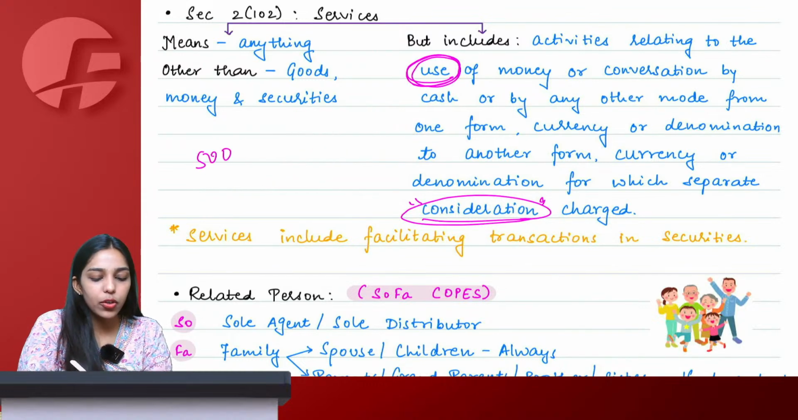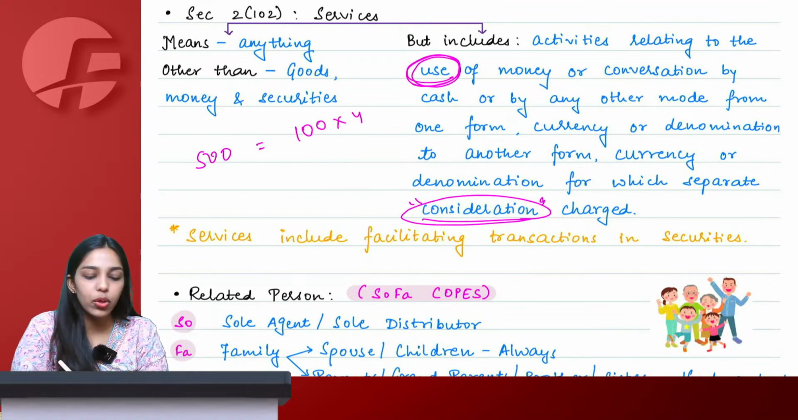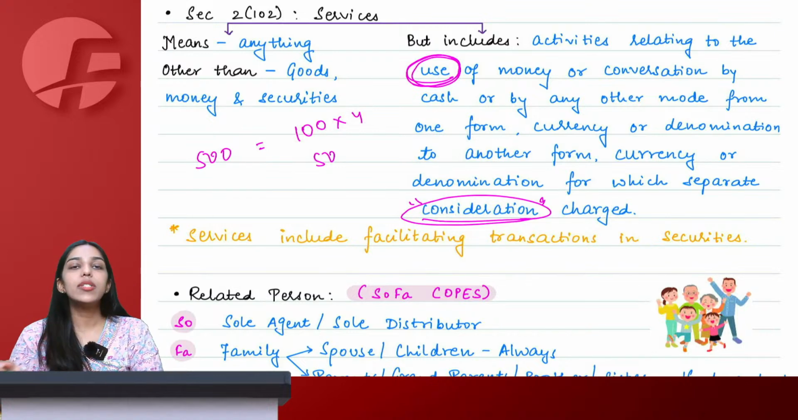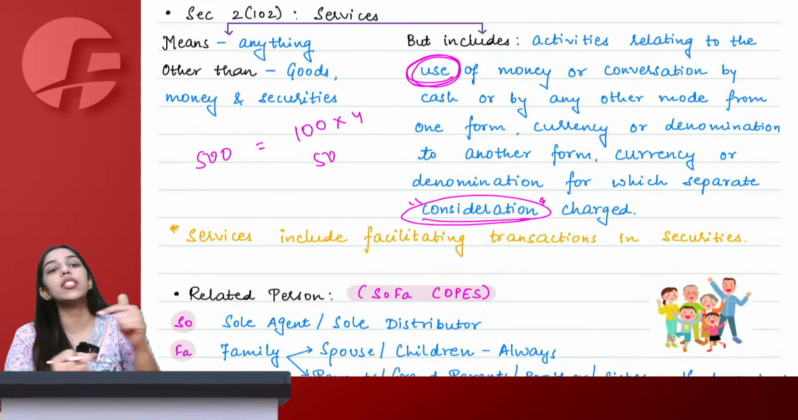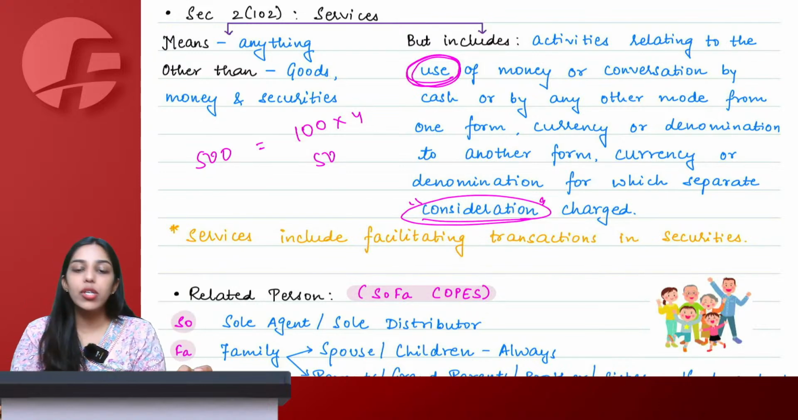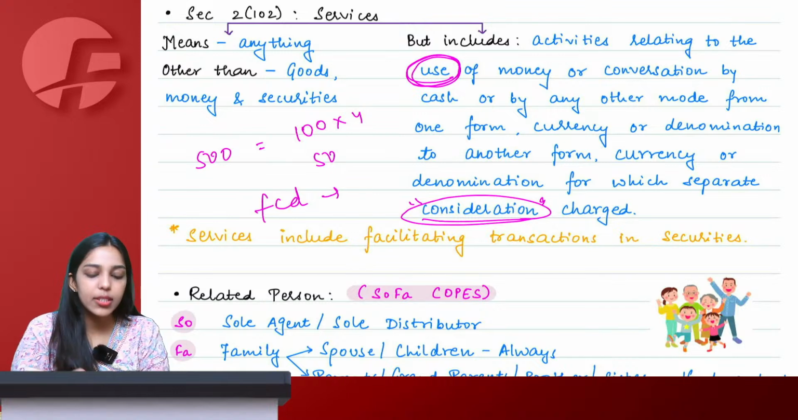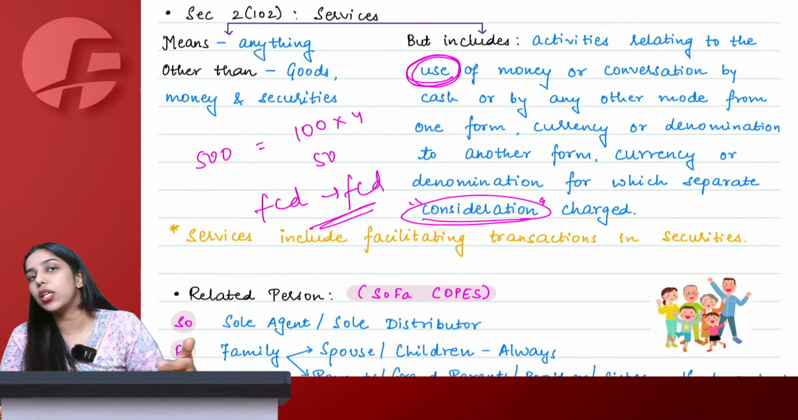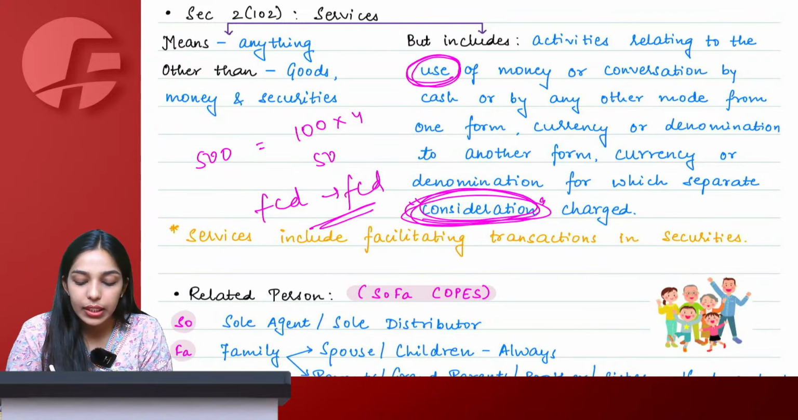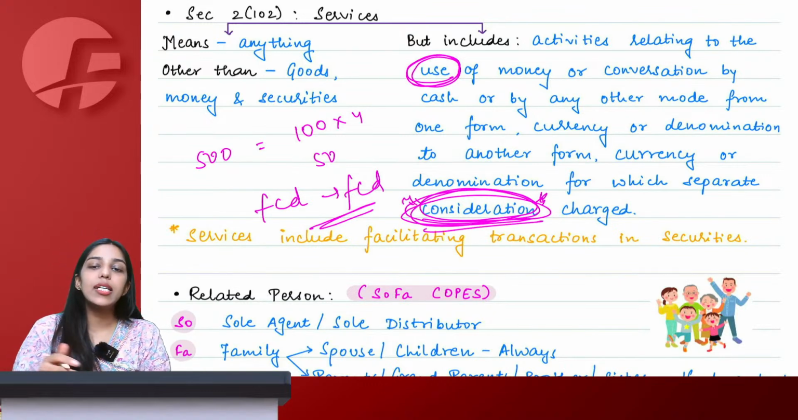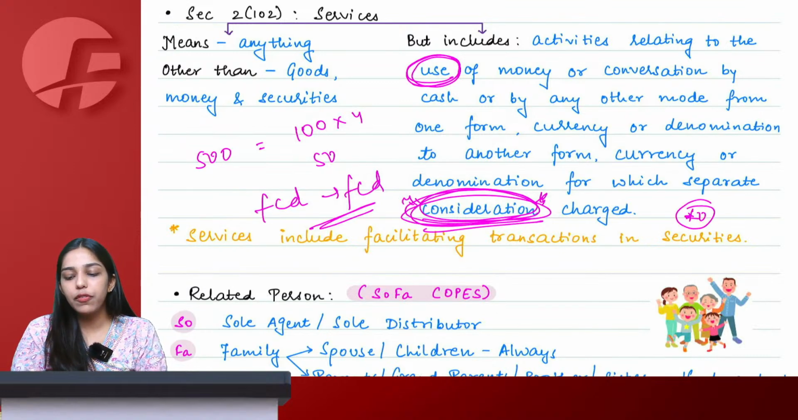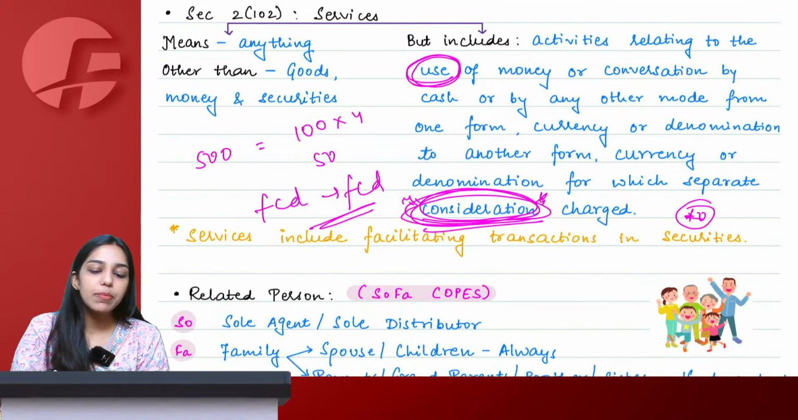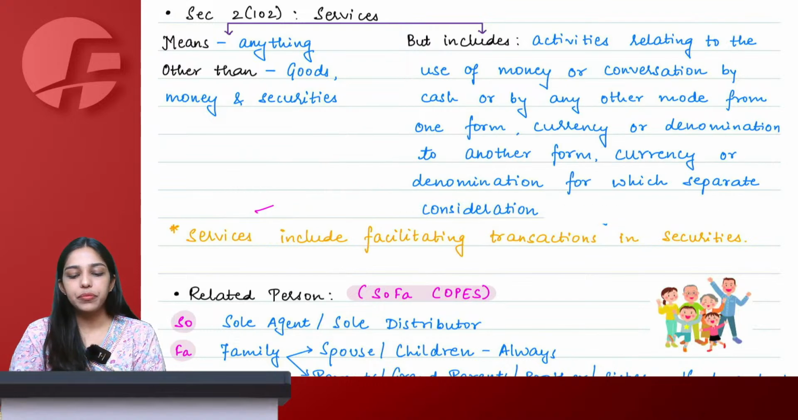But I give you a 500 rupee note, you give me four 100 rupee notes and a 50 rupee note. You say 50 rupees is my fee because I am changing denomination for you. Here I have changed money from one form currency or denomination to another, and I have also charged consideration for it. Then yes, a service worth 50 rupees is given. Is this point clear to all of us?